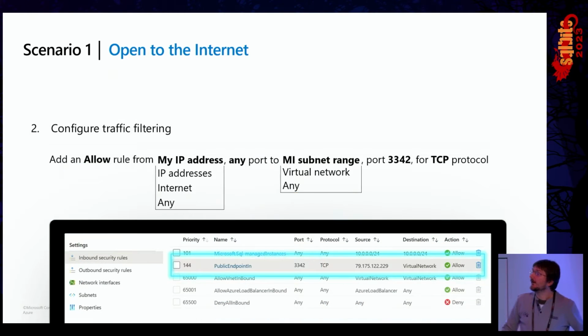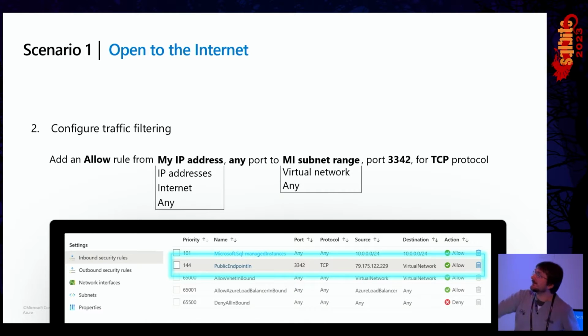Next thing. Once we've done that, the public endpoint is open, but it's not receiving any traffic, even if we try to send it to it. Why? Because the network security group rules on the subnet are blocking it. So to unblock them, we need to add a rule that enables the inbound traffic to go through.